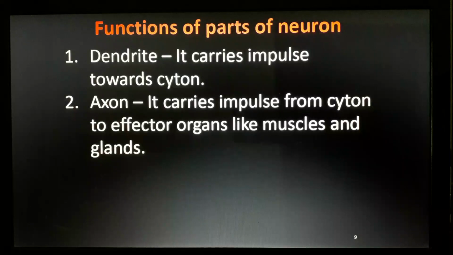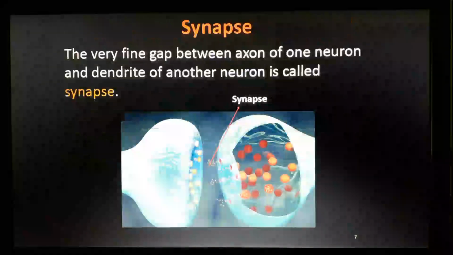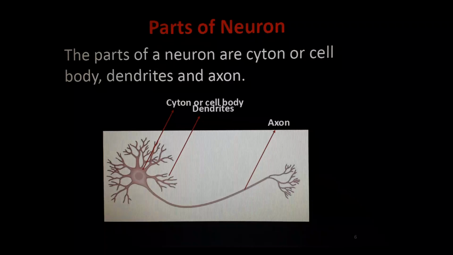Let's see what are the functions of the parts of the neuron. First one is dendrite. It carries impulses towards cyton or cytoplasm or cell body. See, axon, what is its duty? It carries impulses from cyton to effector organs like muscles and glands. One more part is there, receptors. Leave it. These are the main parts of a neuron. Some other things are there, nucleus is there and nerve endings are there. But the main three parts are these.